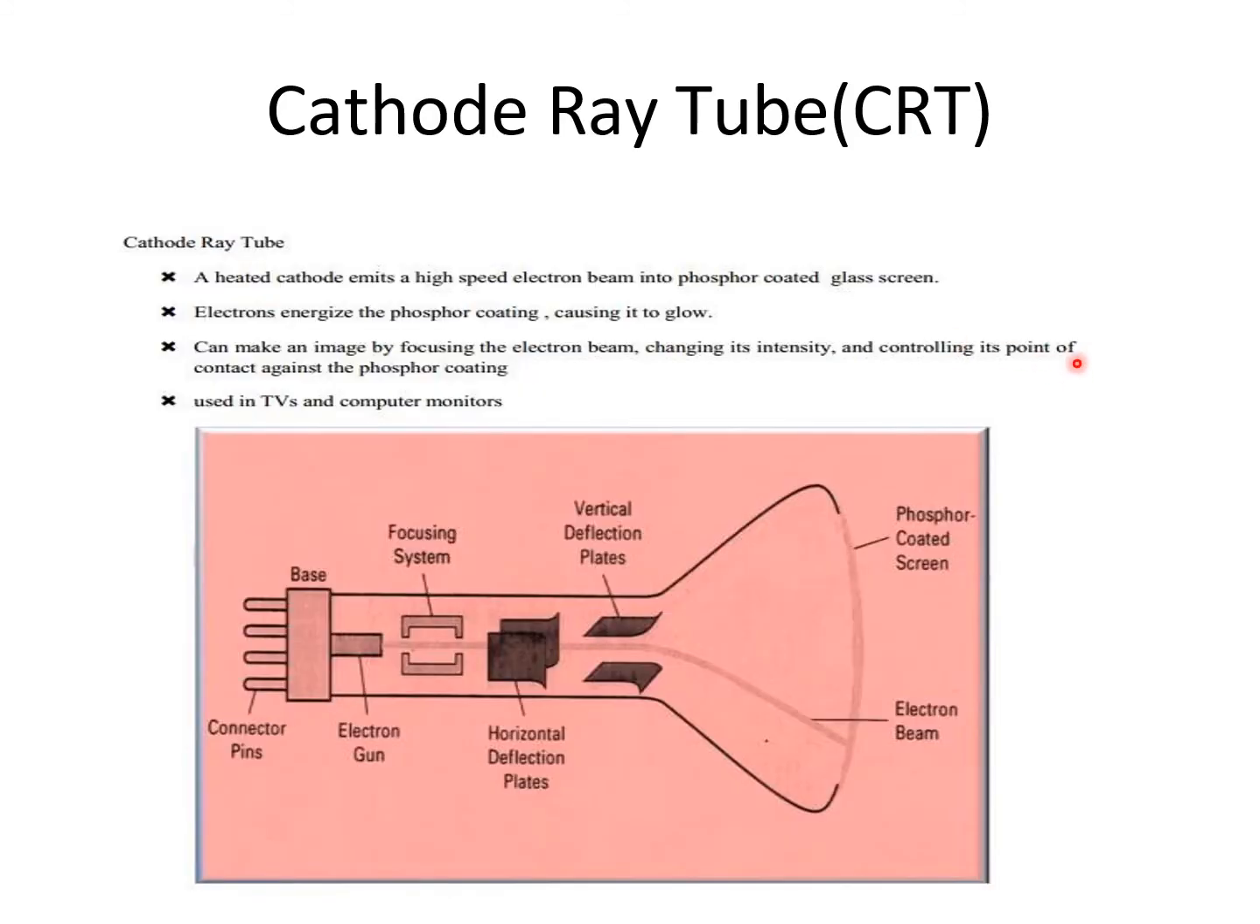Now let us see what a cathode ray tube is. You can also learn this from your school time. What is meant by cathode ray tube? Let us see it diagrammatically. First there are the connector pins. This is the base of the cathode ray tube, and after that it has the electron gun. These two parts are known as the focusing system. These are the horizontal deflection plates, these are the vertical deflection plates, and this is the main screen, which is coated with phosphorus.